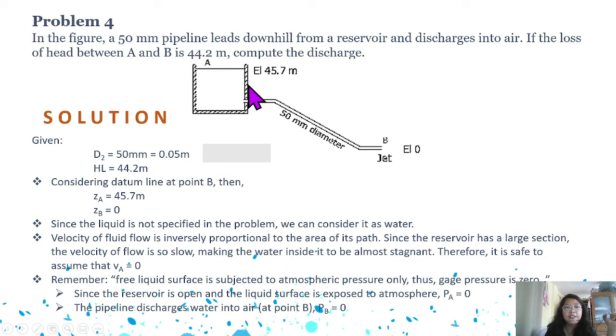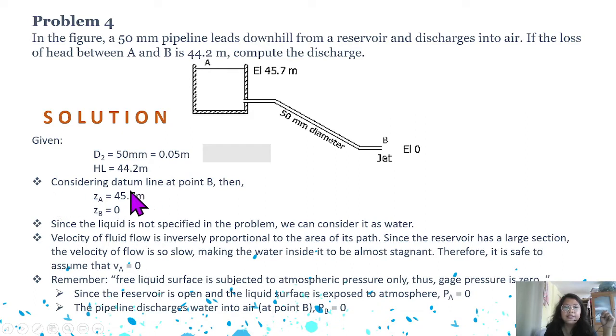Tapos, may given din na head loss. So, sulat natin muna yung given from the problem. So, the diameter is 50 mm na nga. So, 50 mm is also equivalent to 0.05 meters. So, divided by 1,000 lang po yan. So, 0.05 meters. Then, the head loss given is 44.2. So, kapag nasabi na, nasambit na sa problem ang term na head, loss of head, that is automatically head loss, HL. So, HL mo dyan is 44.2 meters.